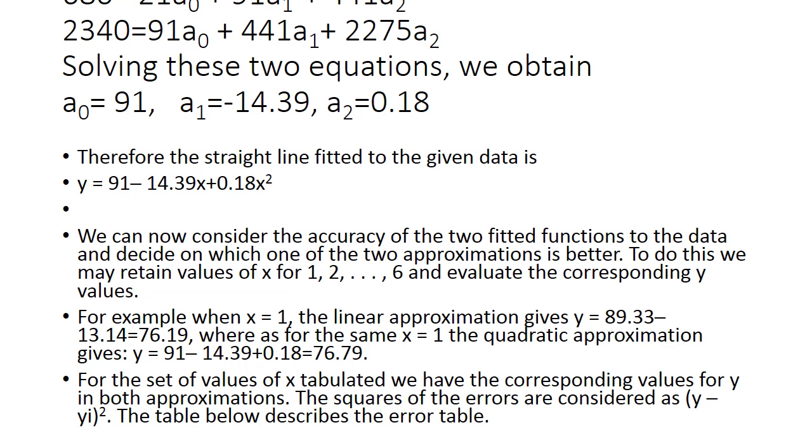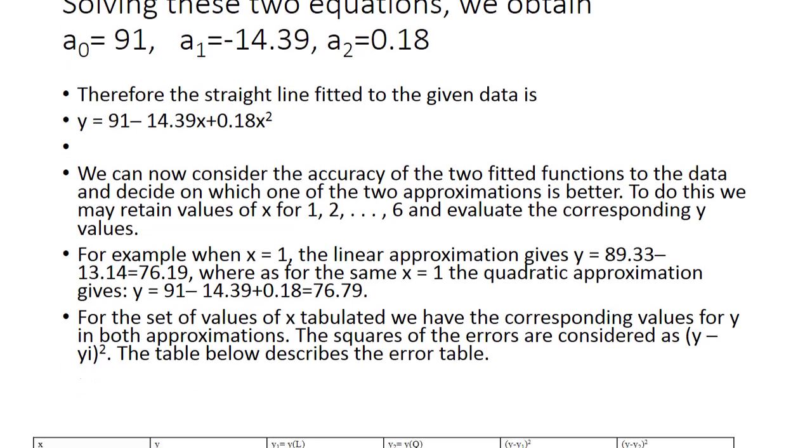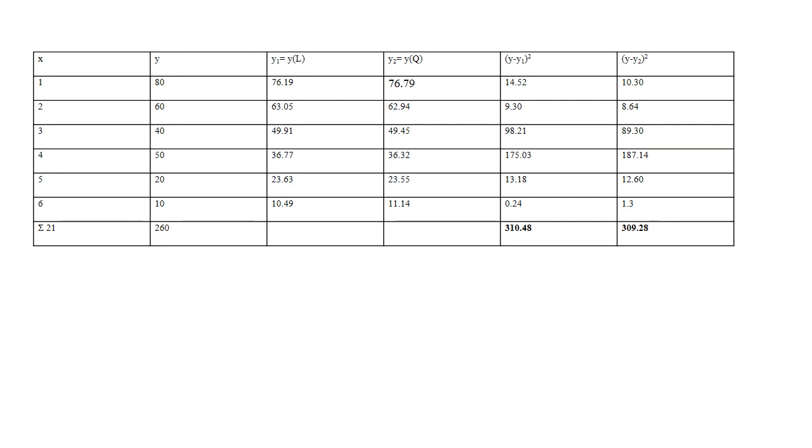Now, the parabola fitted to the given data above is given by the equation below: y equals 91 minus 14.39x plus 0.18x squared. We now use those two equations to fill the table below. Using this table, you can now see the difference between the equation fitted by the straight line and the equation fitted by the parabola.